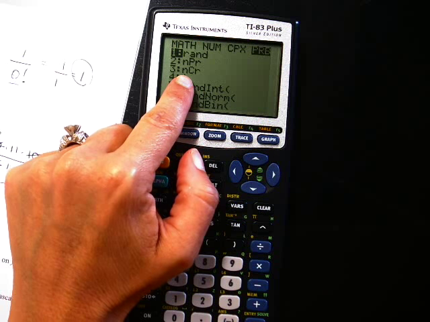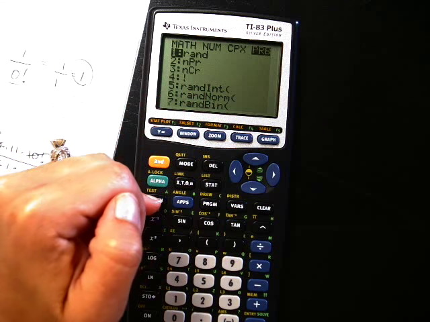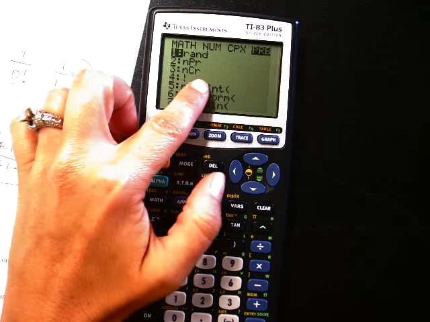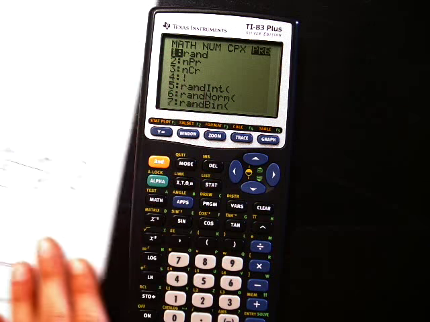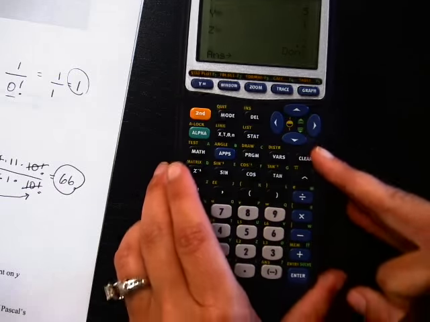What you have to do though is put your N number in first. Then you're going to go into math and probability and tell it what you're fixing to do, and then you're going to put in the R function. Alright, so I'm going to start with example A. Remember example A was 6 choose 2. So I'm going to clear out of this.